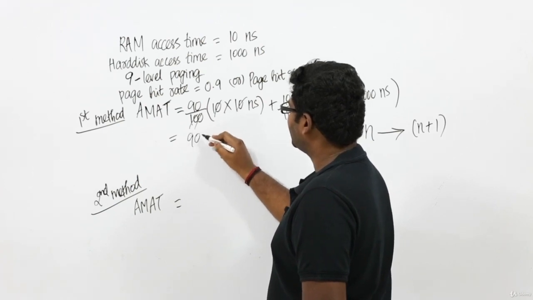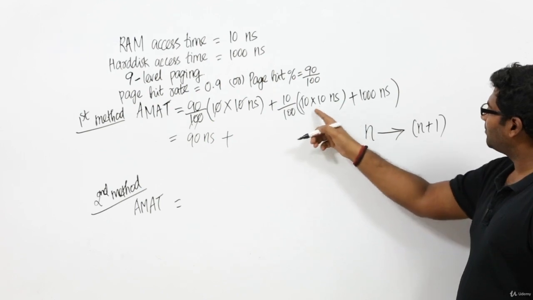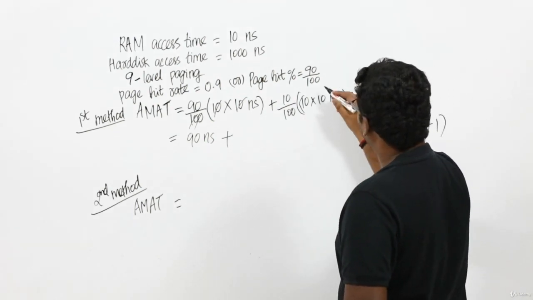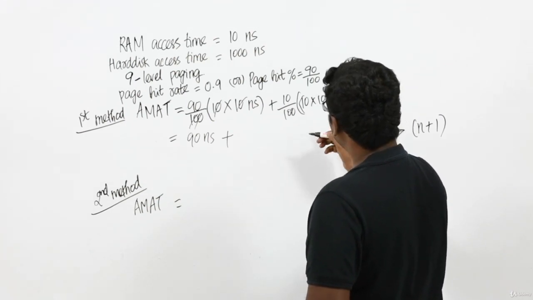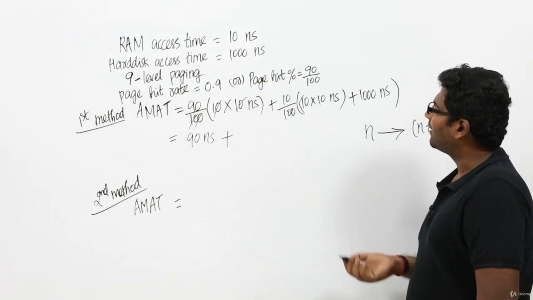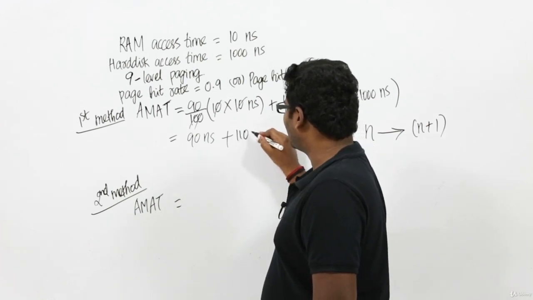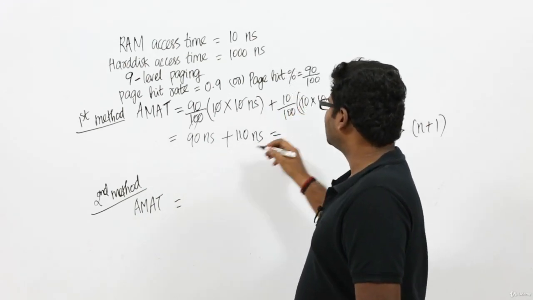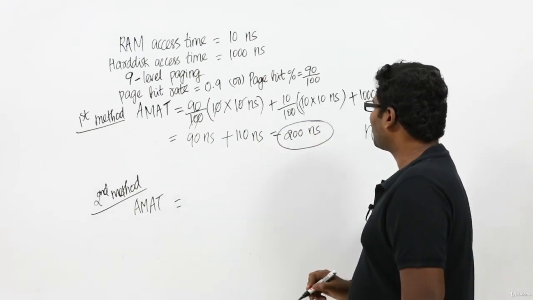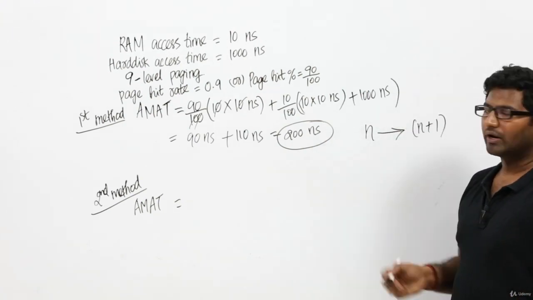It is 90 nanoseconds plus, see, 10 into 10 is 100. 1000 plus 100 is 1100. So 1100 divided by 100 is 11. So 11 into 10 is 110. So it is 110 nanoseconds. So 110 plus 90 is nothing but 200 nanoseconds. This is the answer. So in case I wanted to get a single byte from our computer, on average it will take 200 nanoseconds.